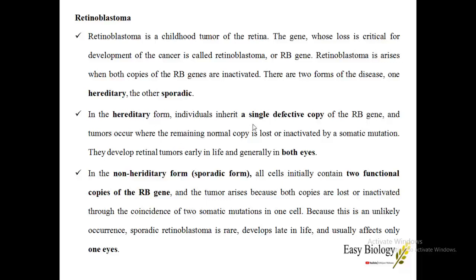Retinoblastoma is a childhood tumor of the retina. The gene whose loss is critical for development of the cancer is called the retinoblastoma or Rb gene. The retinoblastoma arises when both copies of the Rb gene are inactivated. There are two forms of the disease: one is hereditary and the other is sporadic. In the hereditary form, individuals inherit a single defective copy of the Rb gene, and tumors occur where the remaining normal copy is lost or inactivated by somatic mutation. They develop retinal tumors early in life and generally in both eyes.